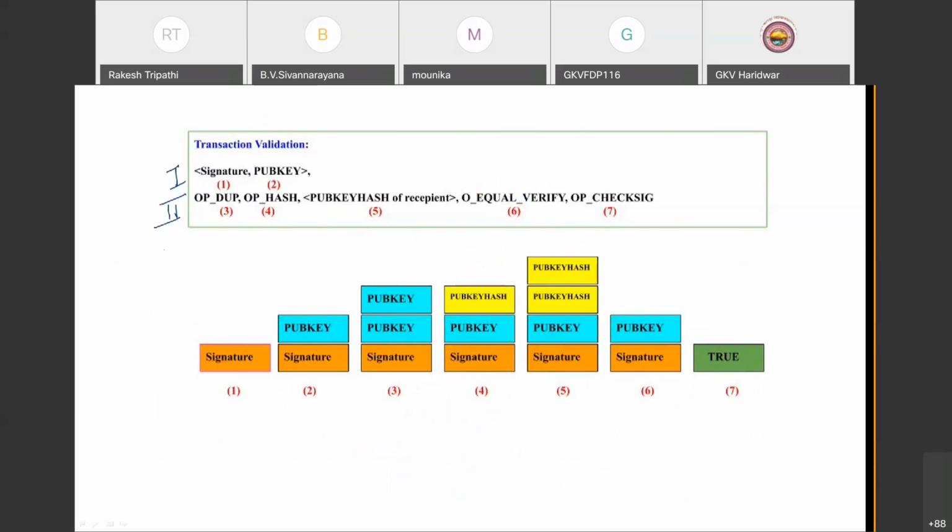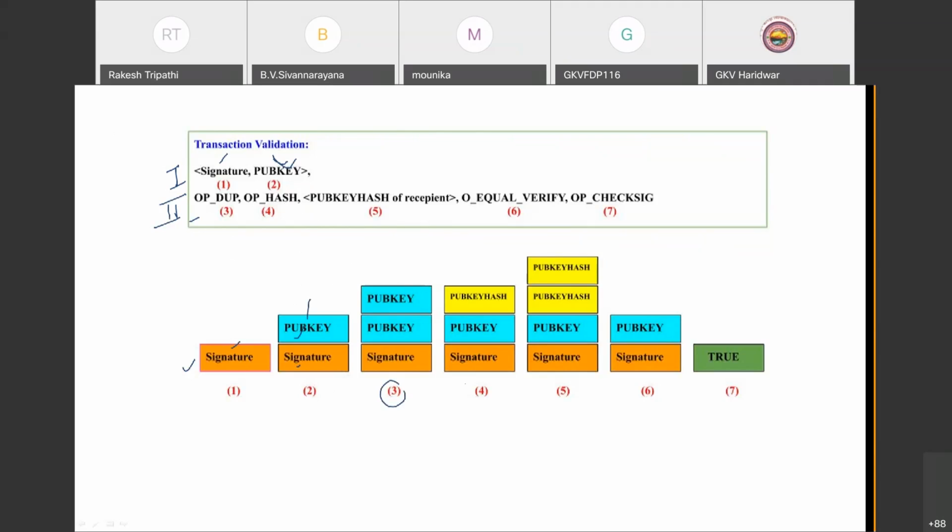So in a stack-based language, what will we do? The signature is pushed onto a stack, then the public key. As I told you, all data is pushed onto the stack, and an opcode will perform an operation. So the signature is data, I push it onto the stack. The public key is again data, I push it onto the stack. And then OP_DUP. OP_DUP will pop the topmost element, the public key, and will duplicate it. The public key gets duplicated. Then OP_HASH.